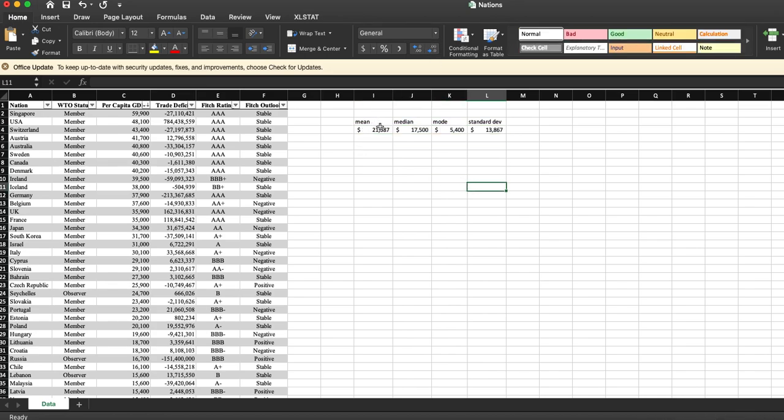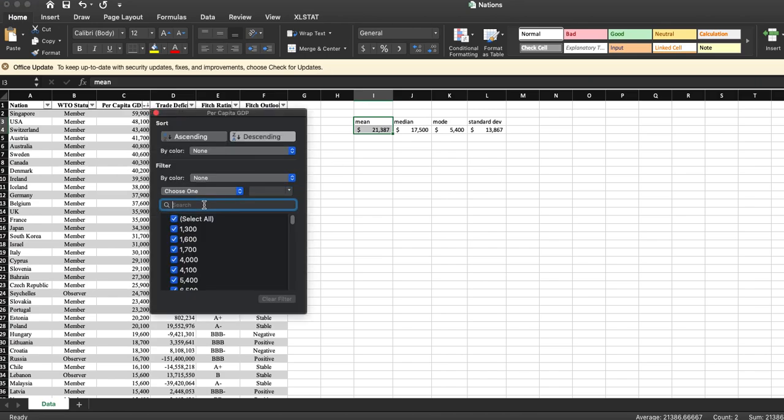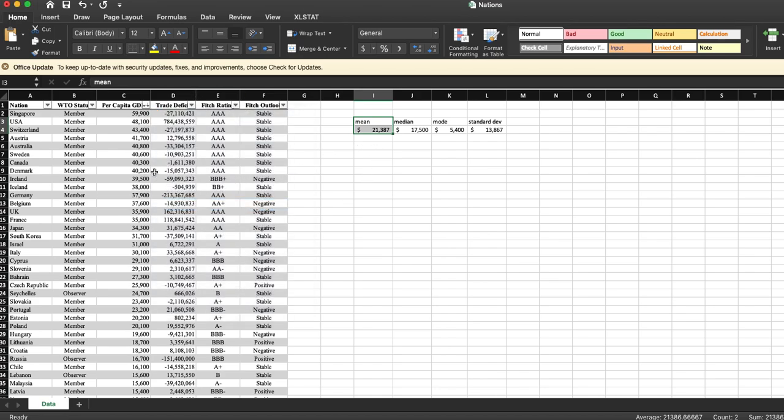Okay, so the average GDP is $21,387. That's the mean or the average. And if we look here, let's search for 21,387. There are no countries with that value, and that's okay. That's how an average works. Doesn't mean that there's a country with that same value. That's the average out of these 60 countries.